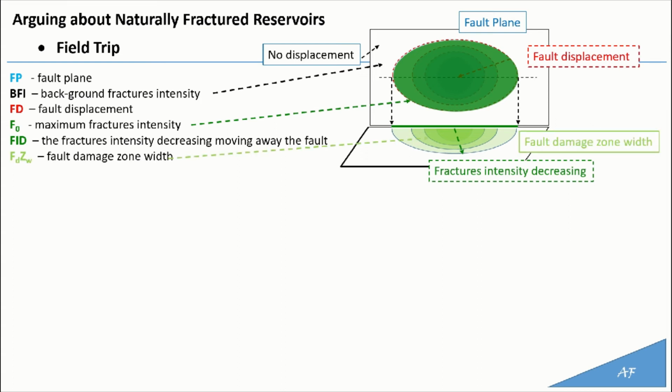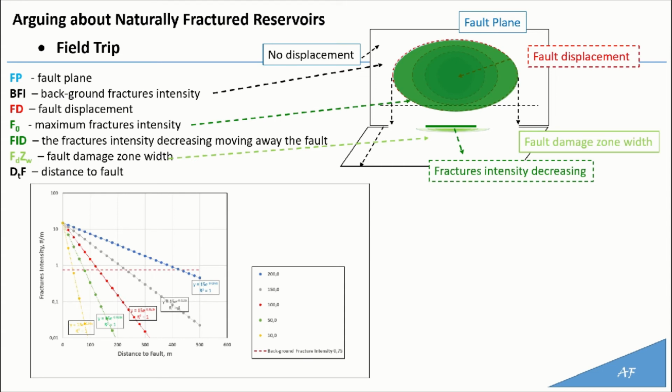the fault damage zone width scaling with the fault displacement, the perpendicular distance to fault. As illustrated by the plot, the fracture intensity decreases exponentially with the distance to the fault from the maximum fracture intensity. The steepness of this exponential trend is scaling with the fault displacement. That means very steep for small displacement and gradually less steep for larger displacement.